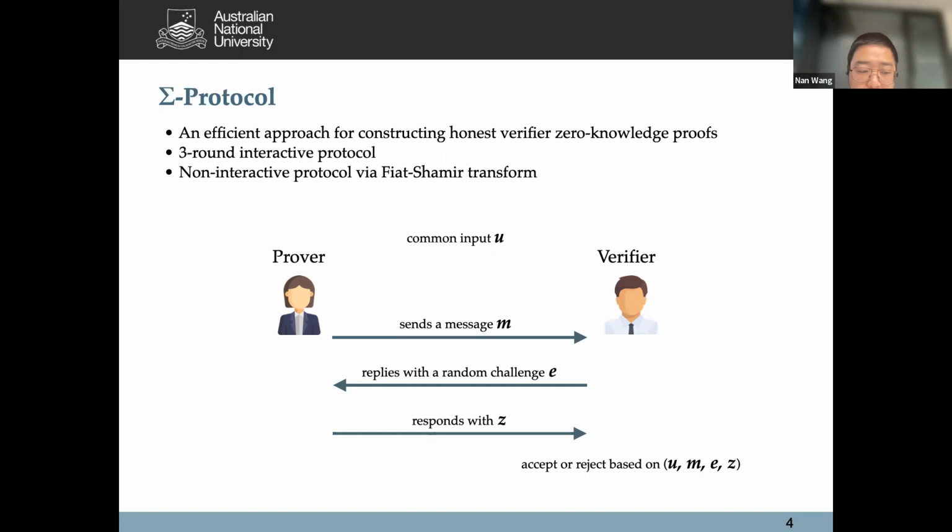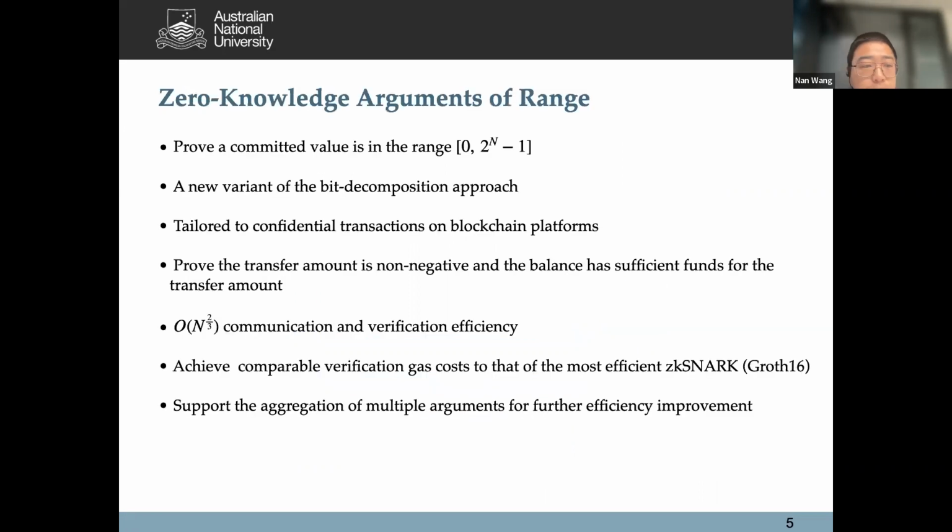Moreover, the protocol can be made non-interactive and secure in the random oracle model via the Fiat-Shamir transform, which allows the prover to generate the challenge E by hashing the message M in the first round using a collision-resistant hash function.